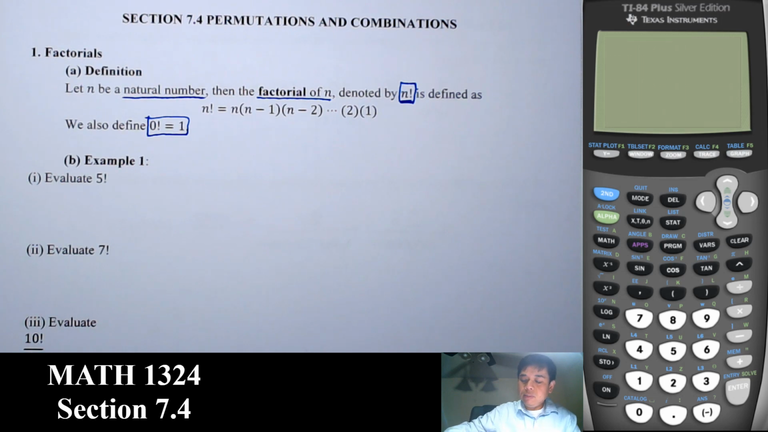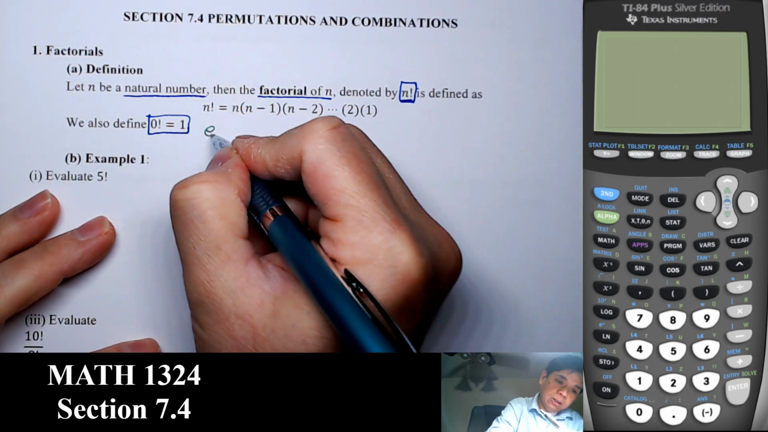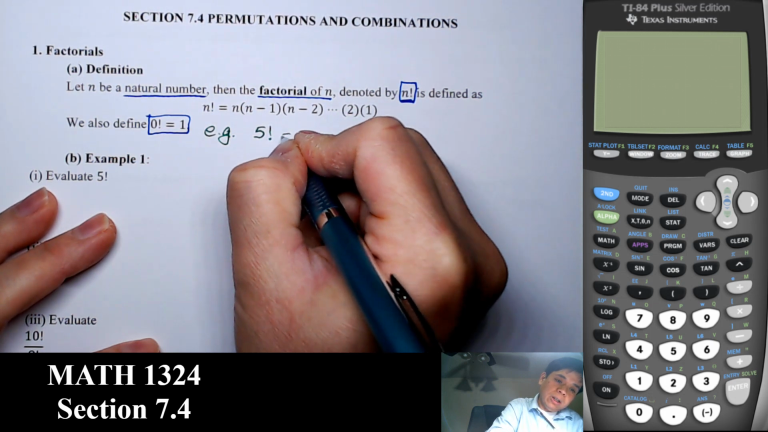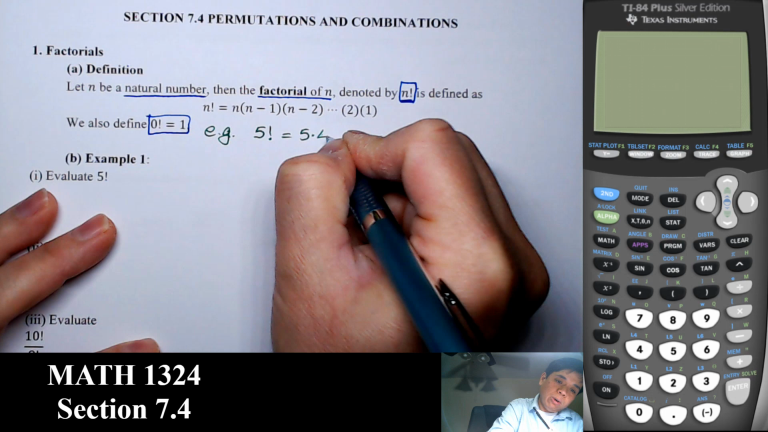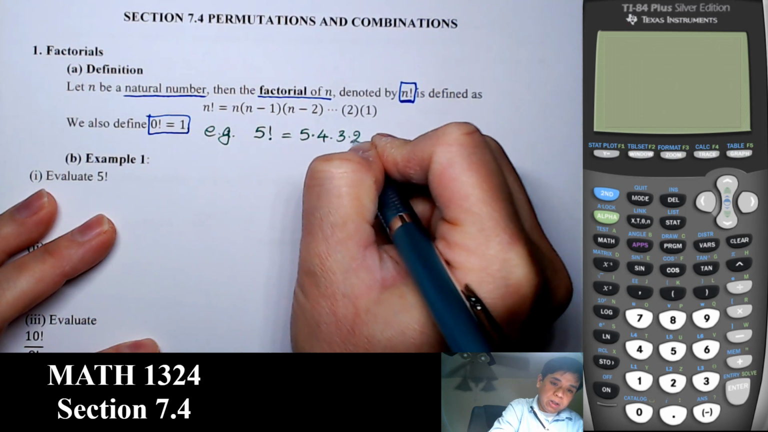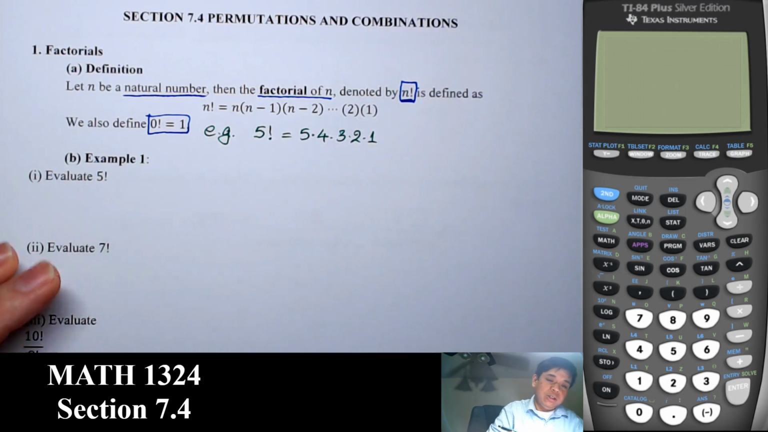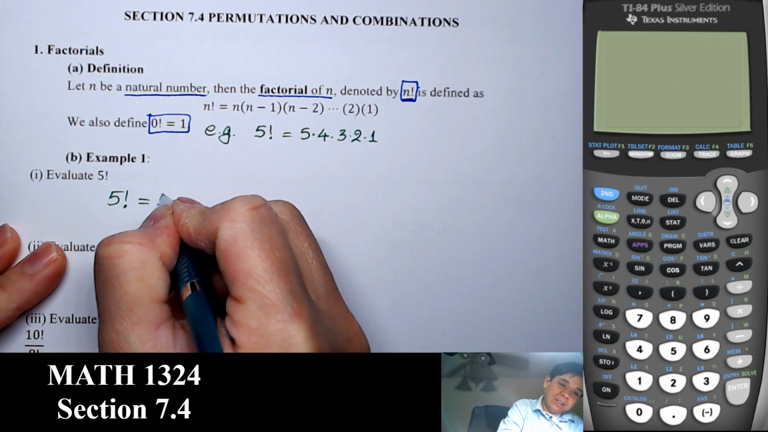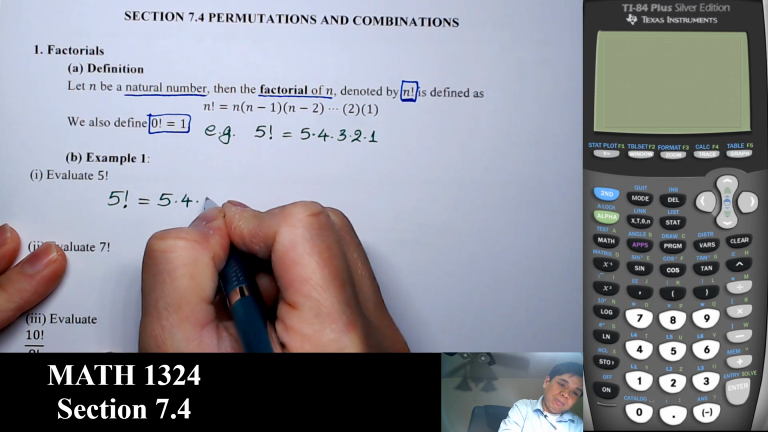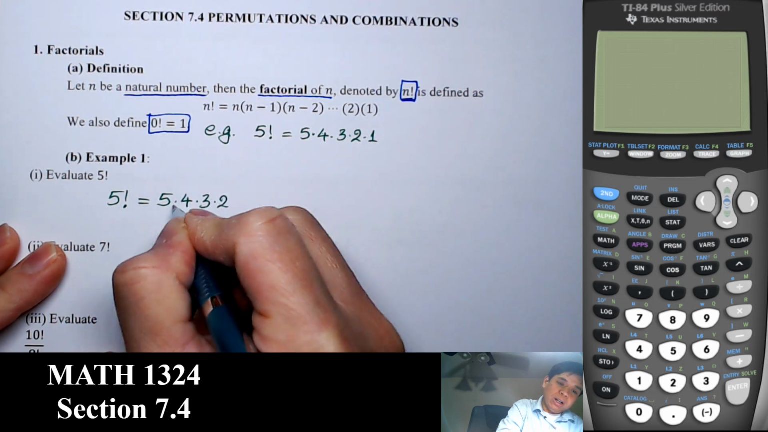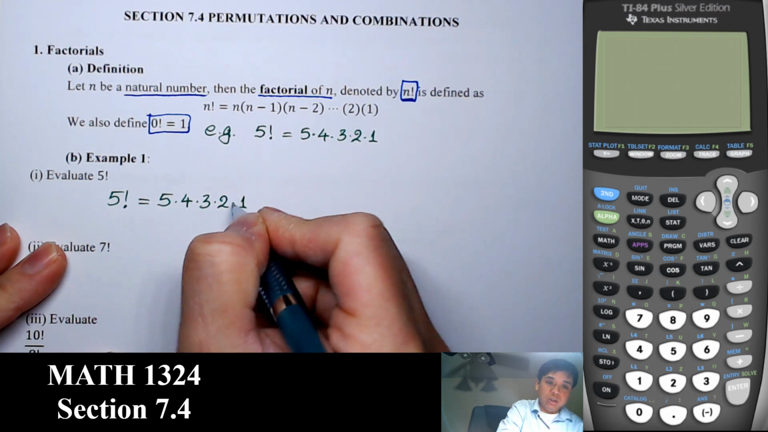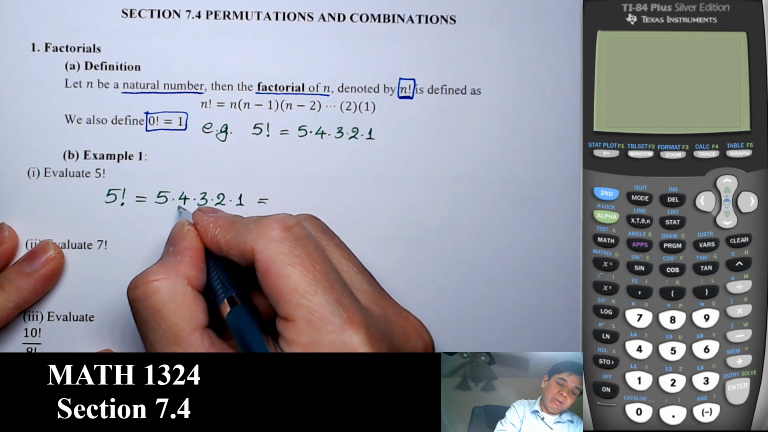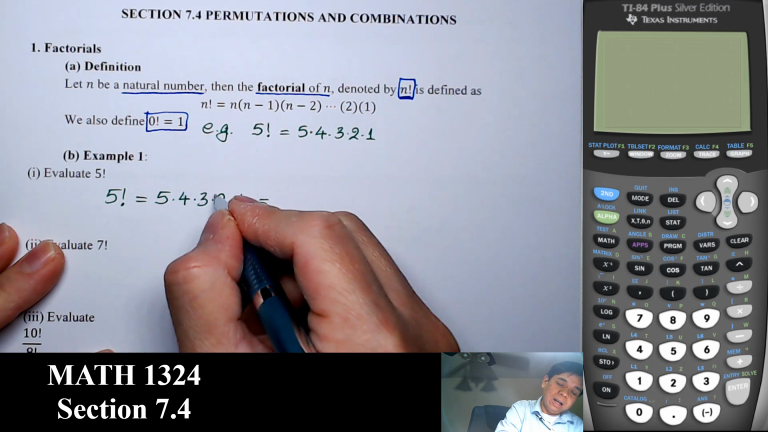For example, 5 factorial equals 5 times 4 times 3 times 2 times 1. Whatever the factorial is, we start from that number, subtract 1, and take the product of all of those numbers counting backward to 1. That gives us 2 times 3 is 6, times 4 is 24, times 5 is 120. So 5 factorial is 120.